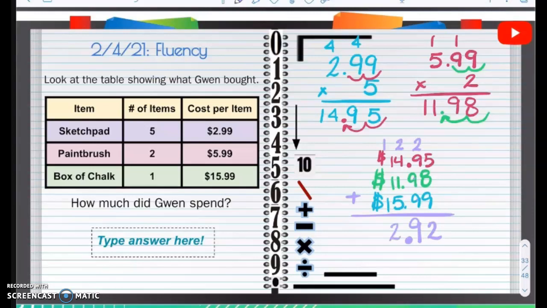1, 2, 3, and 4. 1 plus 1 plus 1 plus 1 is 4. So our answer is going to be $42.92. That is how much that Gwen spent.